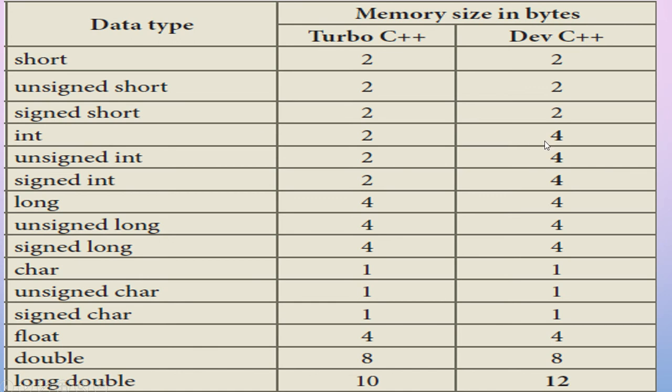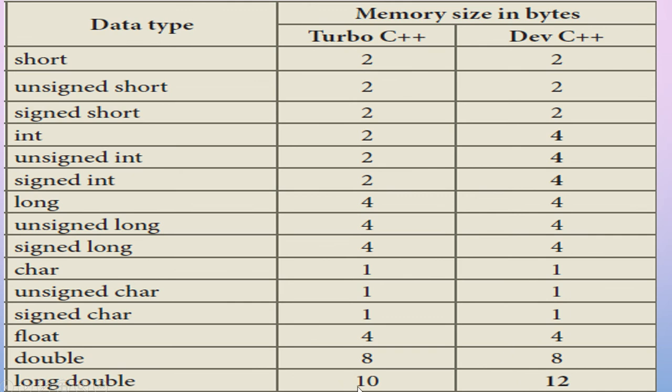Now we saw all the previous modifiers, and for all of them the size of integer was given as 2. Only for long would the size of integer be 4. But in Dev C++, the size of integer is 4 only. So unsigned, signed, long all are 4 bytes only. Okay, this is a difference between Turbo C++ and Dev C++. But the remaining are all the same.